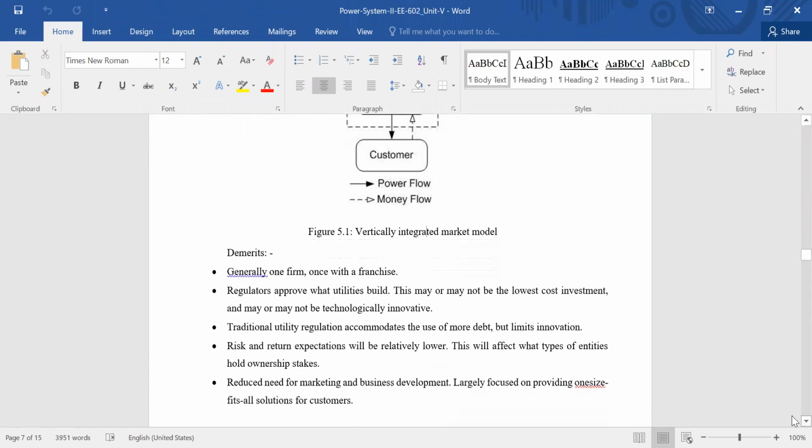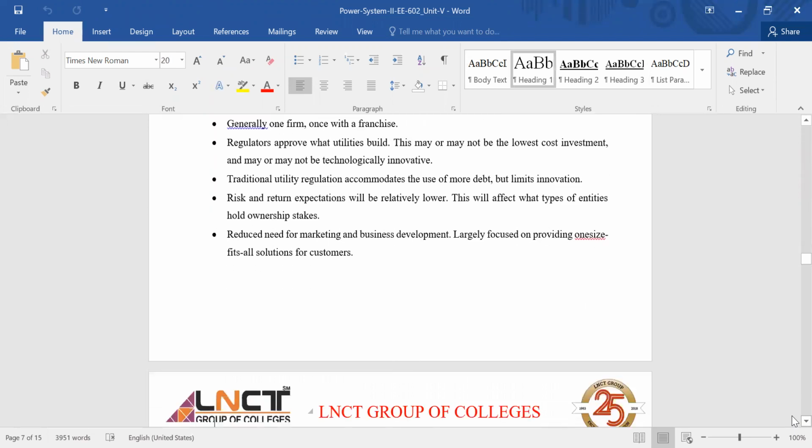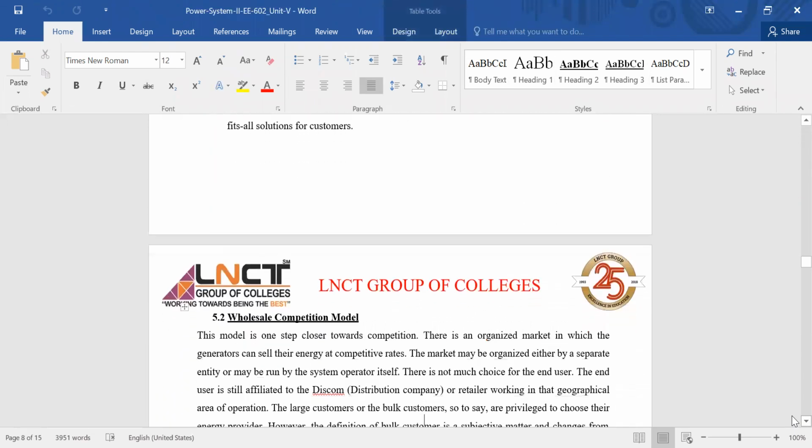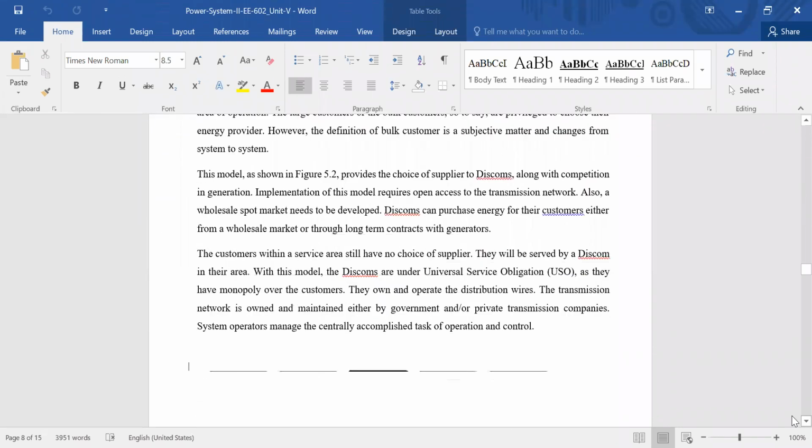Demerits are there. Generally only one firm holds the franchise, so risk and return expectations will be lower, which will affect the types of entities. Additionally, utility regulation accommodates the use of more debt but limits innovation. Then the wholesale competition model is there, as shown in this figure.